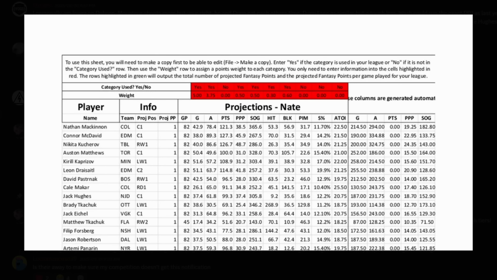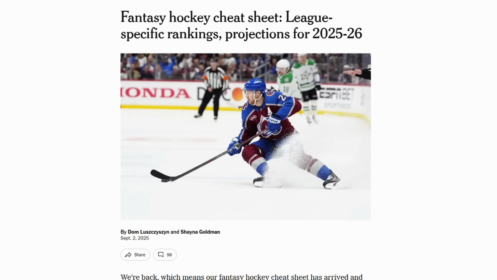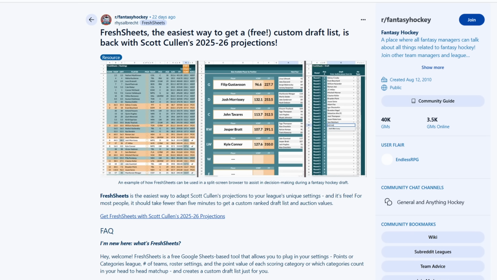So that's one way. And then the other way is using a projection tool like Apples and Ginos, friends of the channel. They have good projections. You guys input your league settings and they spit out the projections for those league settings. Dom from The Athletic, I think you might have to pay for that, maybe like $1.99. I think they have a promo there. Fresh Sheets, I think that's free. That's on Reddit. I would go to the Fantasy Hockey Reddit and look into that, but that's going to be one of the most useful things as well going into your draft. That would be my recommendation.